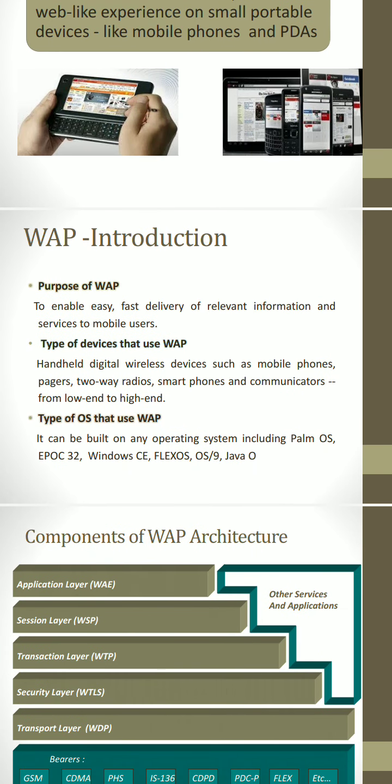Next part, the purpose of WAP. What is the purpose? To enable easy, fast delivery of relevant information and services to mobile users. And what are the types of devices that use WAP? Handheld digital wireless devices such as mobile phones, smartphones, pagers, two-way radios, from low end to high end.